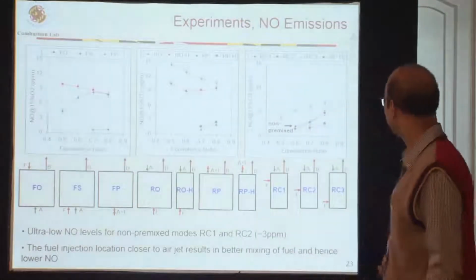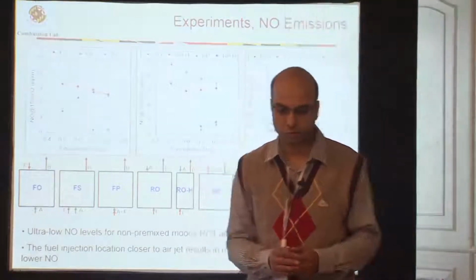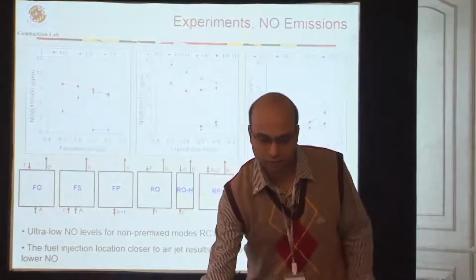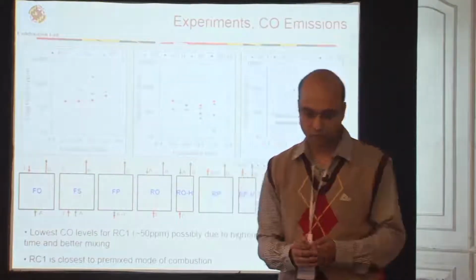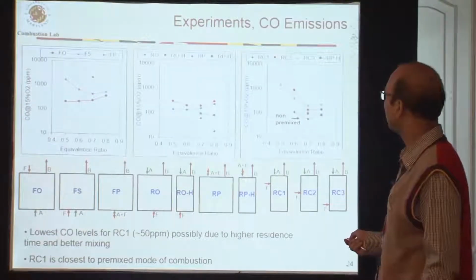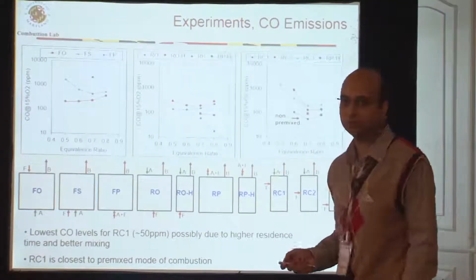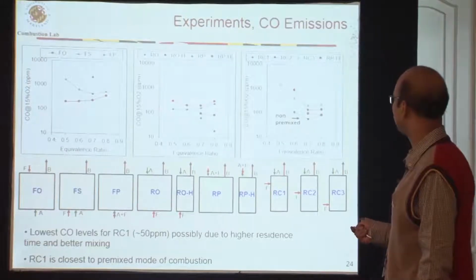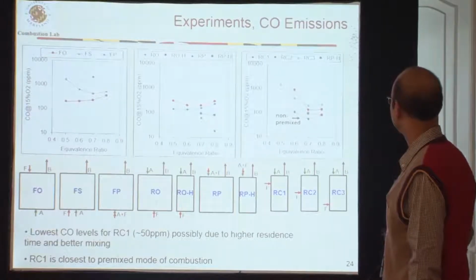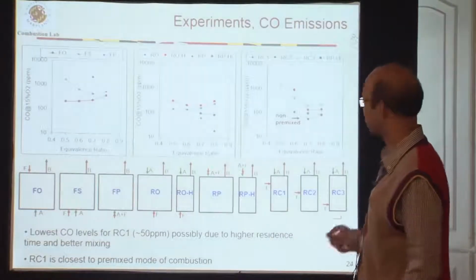So even in these non-premixed modes, I am able to achieve some of the combustion characteristics which are closer to premixed mode. So I don't have to premix fuel and air, but I can achieve those characteristics by injecting fuel smartly. And these are CO emissions. Again, very high CO emissions for the forward flow configuration, possibly because it doesn't have enough residence time to convert to CO2. In the reverse flow configuration, I have slightly lower CO emissions, but in the reverse cross flow configuration, your CO emissions are pretty close to your premixed flame mode configuration, and quite low.